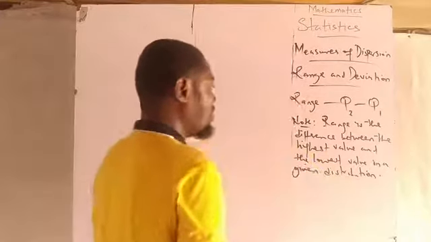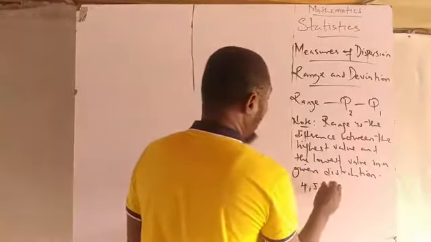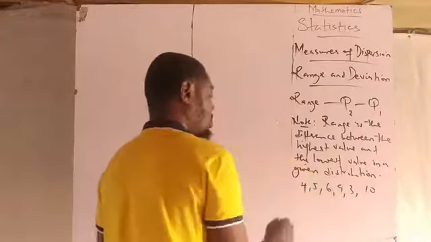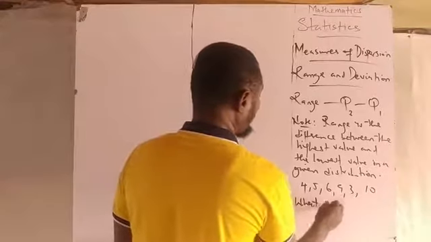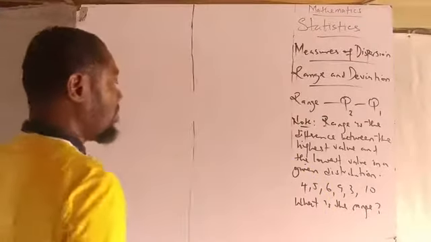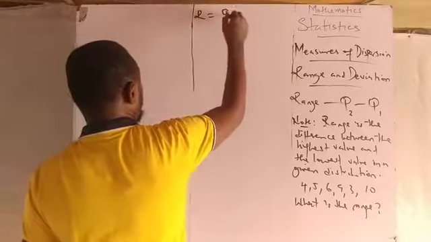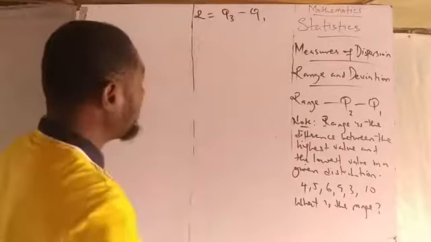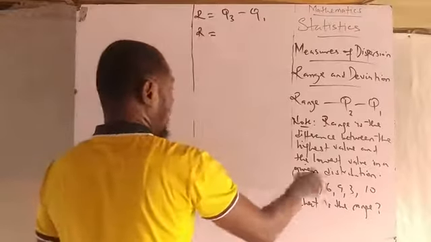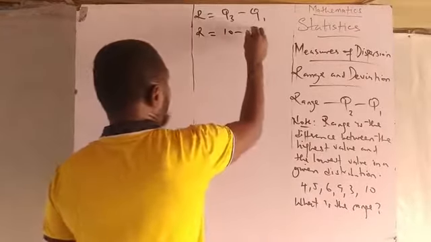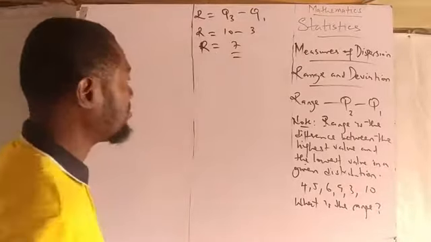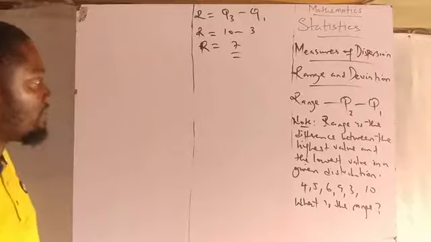So if you have this given to you as 4, 5, 6, 9, 3, 10, and I ask you, what is the range? It's simple. Since the formula for range is Q3 minus Q1, where Q3 is the highest and Q1 is the lowest, my range will simply be 10 take away 3. So my range is 7.